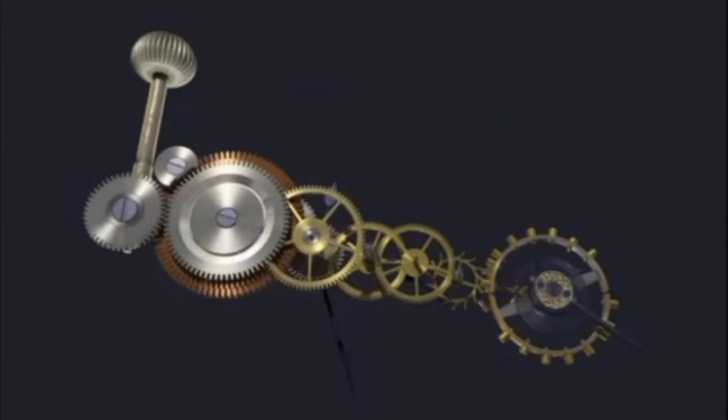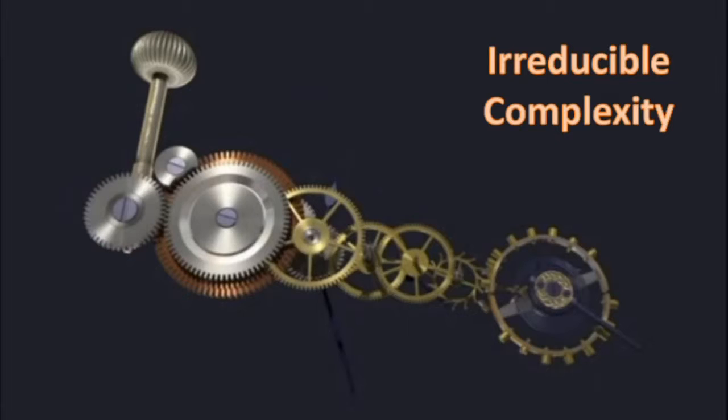Next, as we consider the various parts, we have to ask, can this watch function and count the passing hours, minutes, and seconds of time without all of these different components? The answer is no, and that fact is known as irreducible complexity. If we remove the knob that we use to wind the watch, for example, there would be no way to store up energy in the spring, and the watch would not function.